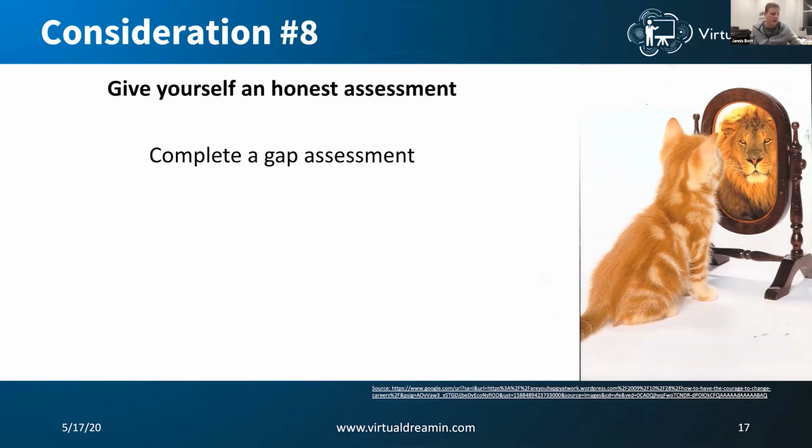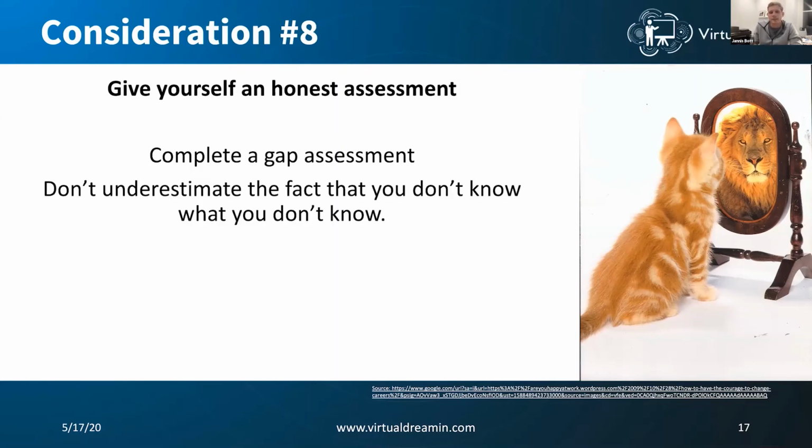How do you compare, with your skill set and your experience, to other people that are at your level, one above, one below, right? Make sure you complete a gap assessment to really get an understanding of that, right? And one of the things I'd like to say is that you shouldn't underestimate the fact that you don't know what you don't know, right? It's really hard if there is an area that you've never heard of and you don't know that it even exists, right? Because then that can very quickly create a trap.